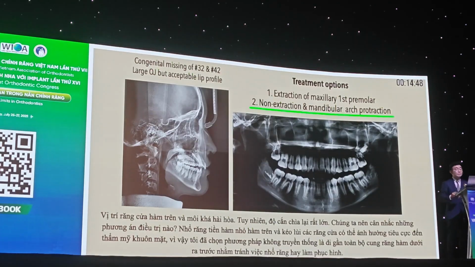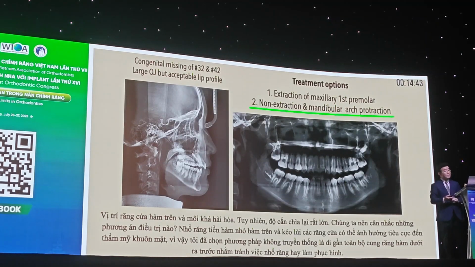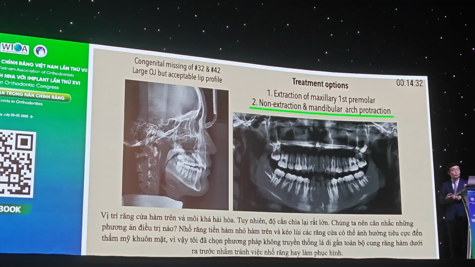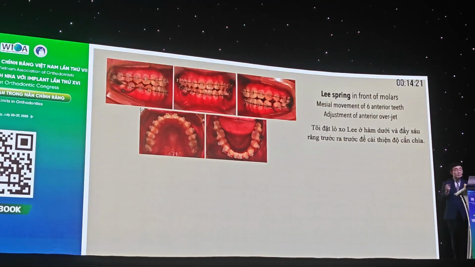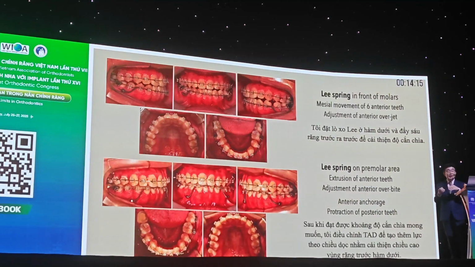Extracting the maxillary premolars and retracting the incisors may compromise her facial aesthetics. So, I decided to attempt to advance the entire mandibular arch forward as a non-traditional approach to avoid the extraction or prosthetic intervention. I installed a B-spring in the mandible and pushed the 6 anterior teeth forward to improve the overjet. After achieving the desired overjet, I adjusted the TAD to apply vertical forces for enhancing the height of the mandibular anterior segment.